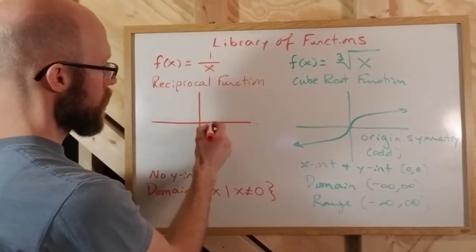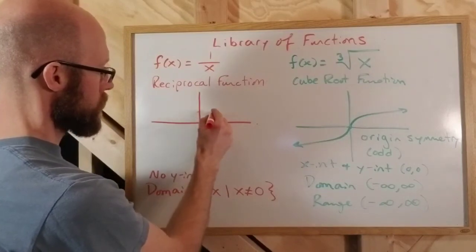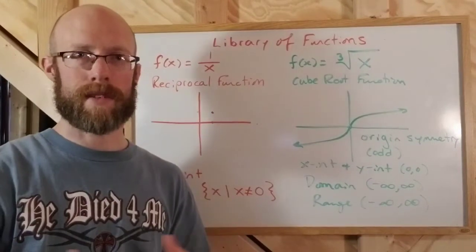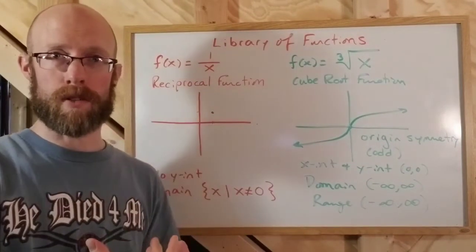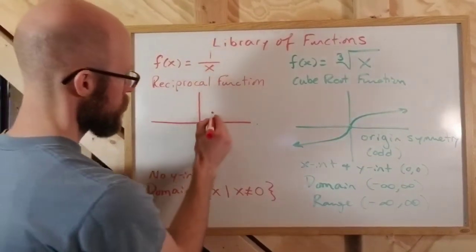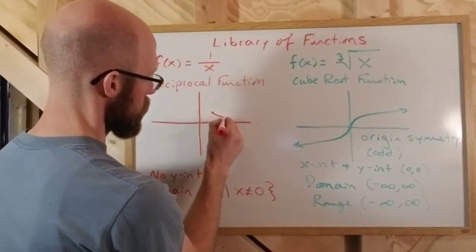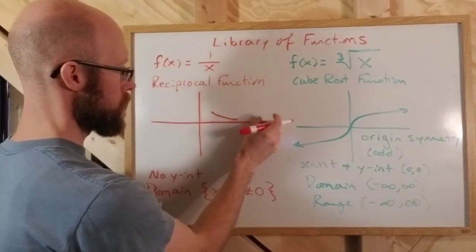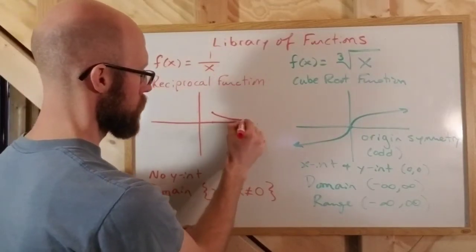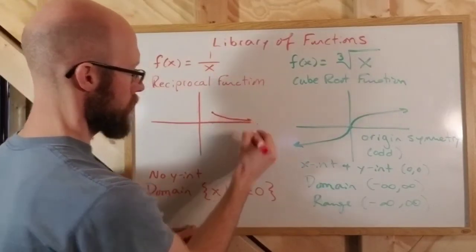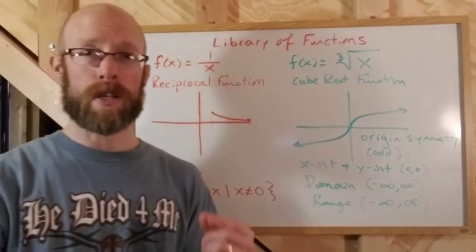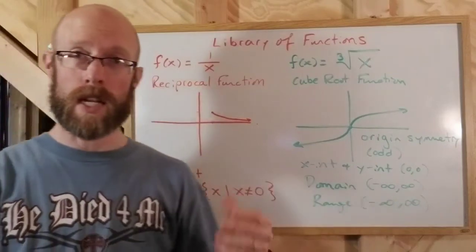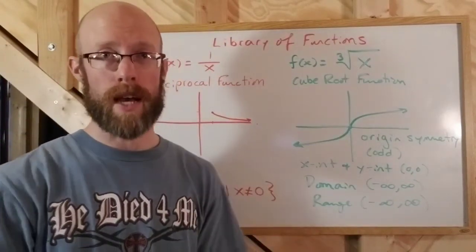If I plug in a 1, 1 over 1 is 1. That's the only point in that first quadrant that kind of doesn't move, right? You plug in a number, its reciprocal is itself. But after that, every point to the right is going to get closer to the x-axis because it's getting smaller and smaller. The farther you go from the origin, the smaller that number gets. But it's always positive because it's always a positive over a positive. You can never hit 0 by doing that, okay?